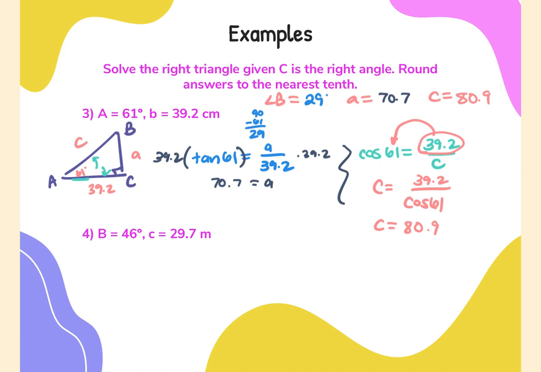And again, you can use the Pythagorean theorem with A, B, and C to check the sides. It's not going to be perfect, but it should be close. Yep, I got 80.84. You did 39.2 divided by the cosine of 61. You should get 80.8564. Retype it in: 39.2 divided by cosine of 61.